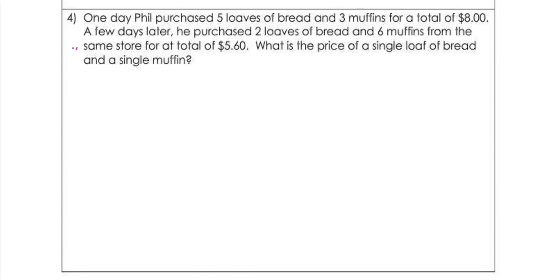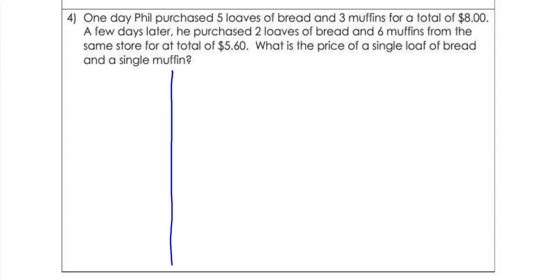All right, number 4, we're going to set it up together and you'll finish solving it by yourself, just like we did the other one. And then we only have one more problem we're going to do together on this video. So number 4, one day Phil purchased 5 loaves of bread and 3 muffins for a total of $8. A few days later, he purchased 2 loaves of bread and 6 muffins from the same store for a total of $5.60. What is the price of a single loaf of bread and a single muffin?